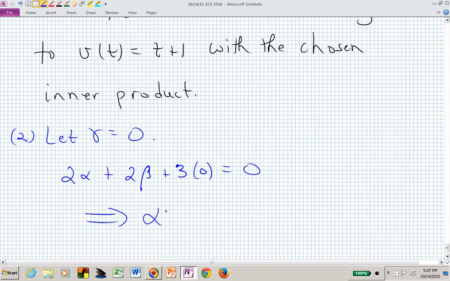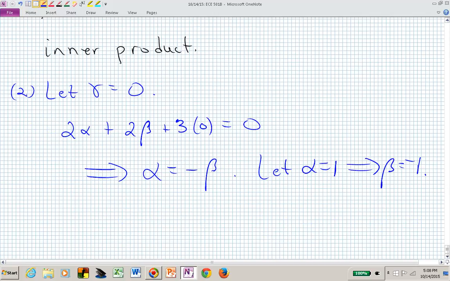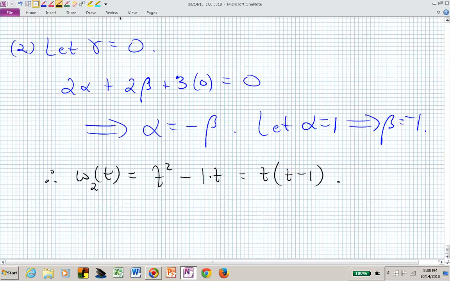Or now we can say that alpha is the negative of beta. And if we just assume that alpha is equal to 1, now we have beta equal to minus 1, and our new quadratic polynomial for W, let's call this W sub 2, is going to be alpha times t squared plus beta, which is minus 1 times t, or this is now t times t minus 1 is now our quadratic that's orthogonal to V of t.